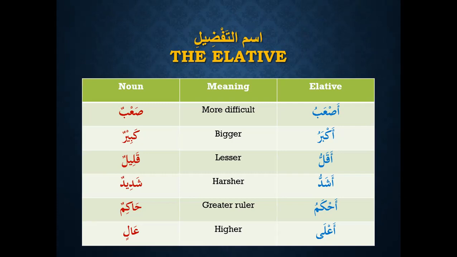Kathir, akthar. Shadid, ashdad. Again, ashdad. So what would happen? You put two dals together with a shad. First dal is sakina, second one is active. You put the harakat of dal onto sheen. So ashdad becomes ashad. Hakim, ahkam. Alin, a'la.